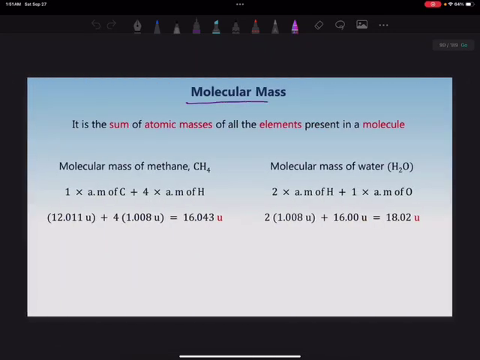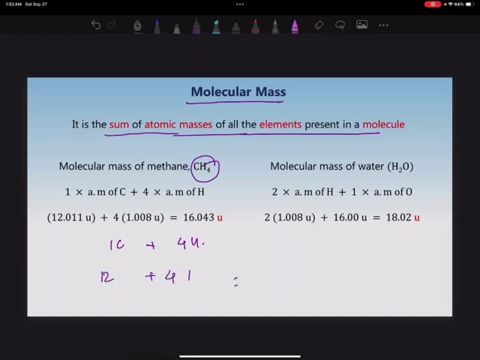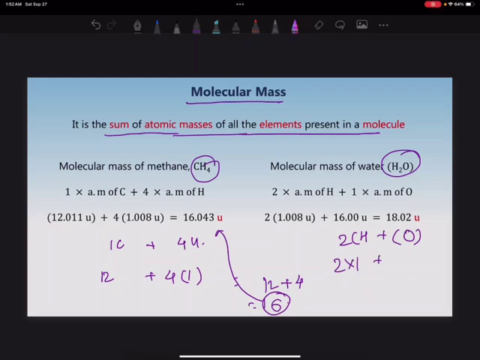Now let's learn what molecular mass is. It is the sum of the atomic masses of the elements present in a molecule. For example, the molecular mass of methane. Methane is 1 C plus 4 hydrogen. C we know is 12, hydrogen is 1, so 12 plus 4 equals 16. For example, H2O: 2 into H plus 1 O, so 2 into 1 plus 16 equals 2 plus 16, which comes to 18.